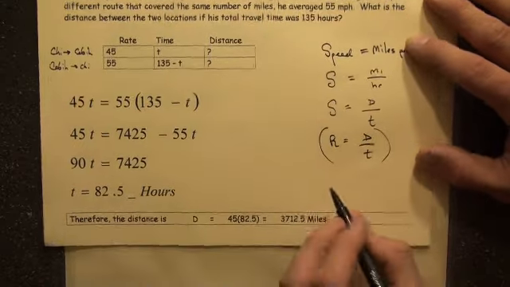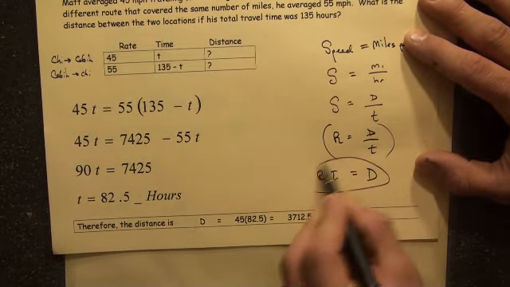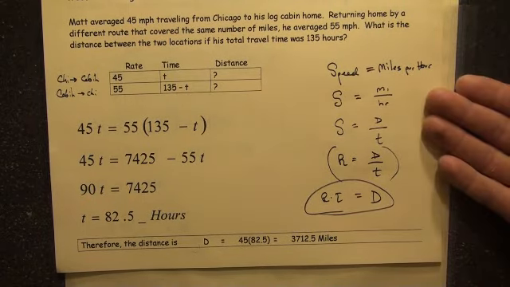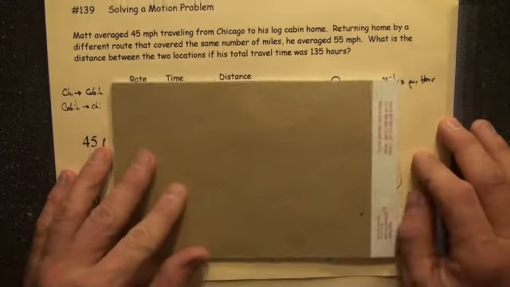And if you multiply both sides by t, what do you get? Distance equals rate times time. You had this formula memorized before you walked in. It just needed to be pointed out to you. Nonetheless, let's go ahead and take a look at this question here.